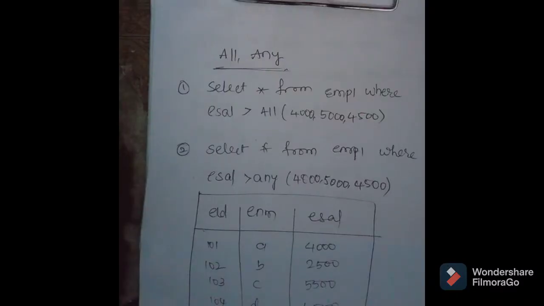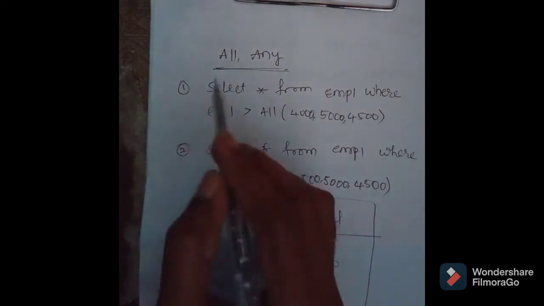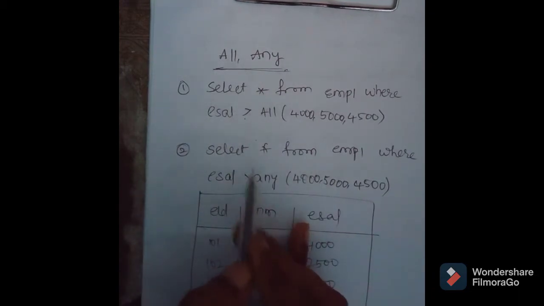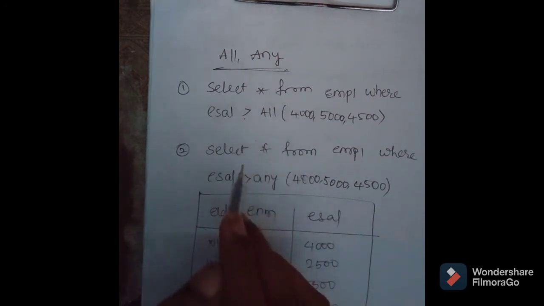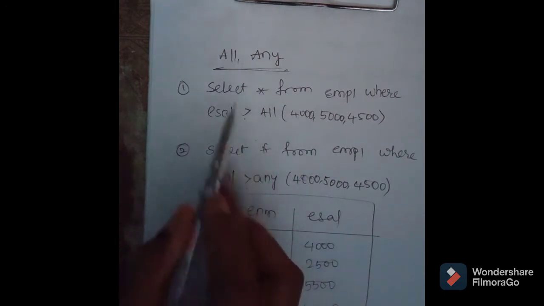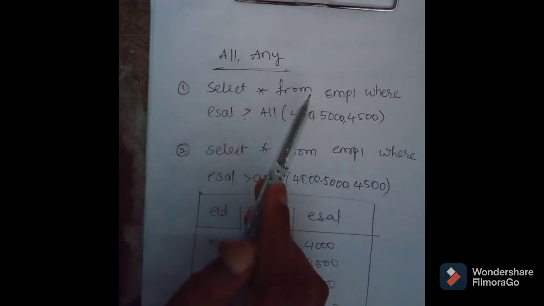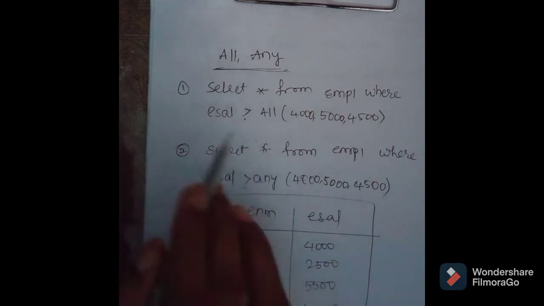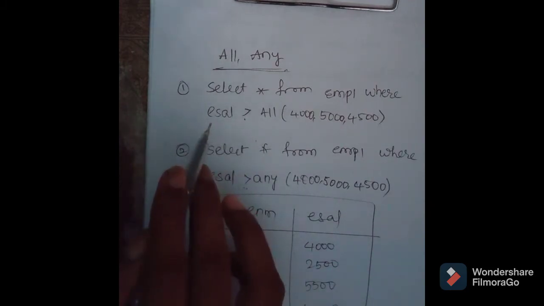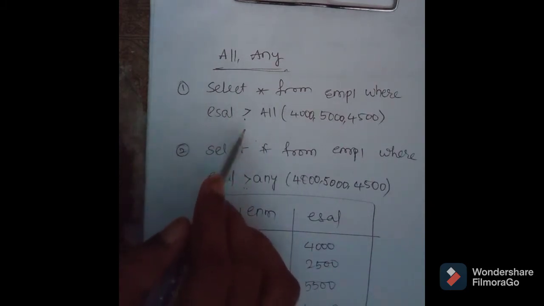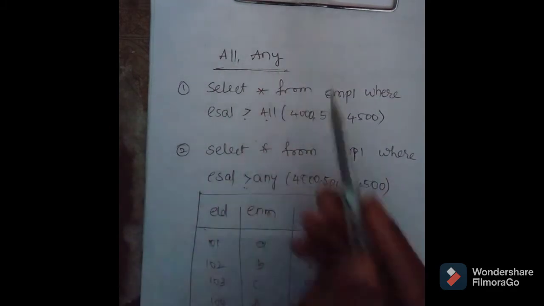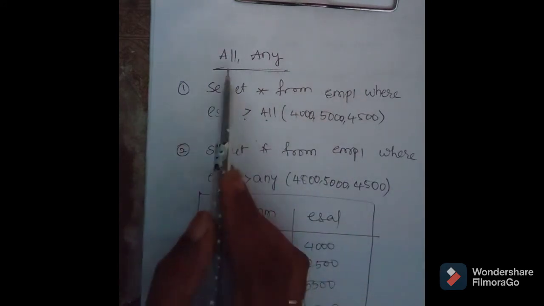In this session we will discuss the ANY and ALL operators of SQL. In the last sessions we discussed the greater than operator, the less than operator, all the relational operators, and logical operators also. These are the other comparison operators. They can be used with greater than, less than, not equals, greater than or equals to, and less than or equals to. Any of the relational operators can be combined with ANY and ALL. First I'll explain the keyword ALL.